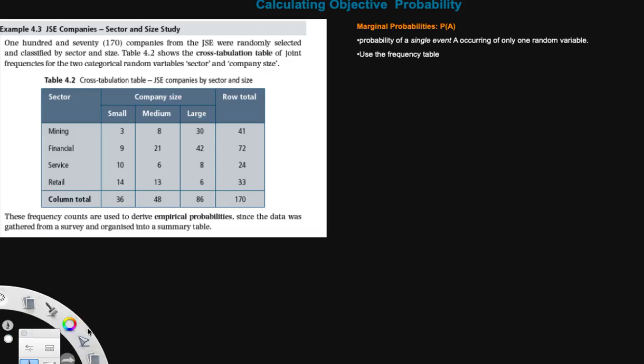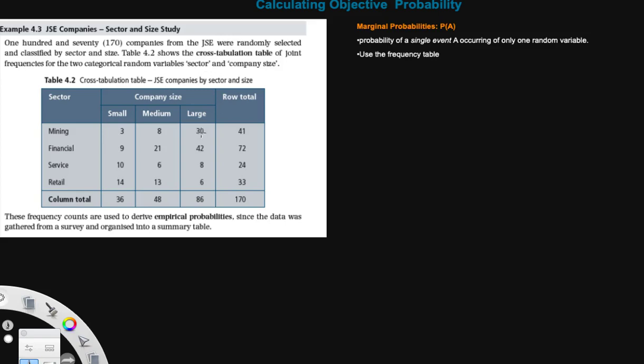All right, so now that we've looked at the introduction to probability and we also understood the major probability concept, we are going to move on to our third part now, which is how to calculate objective probability. We have three types of objective probability, or how we can classify them. The first one is marginal probability, we have joint probability, and conditional probability.